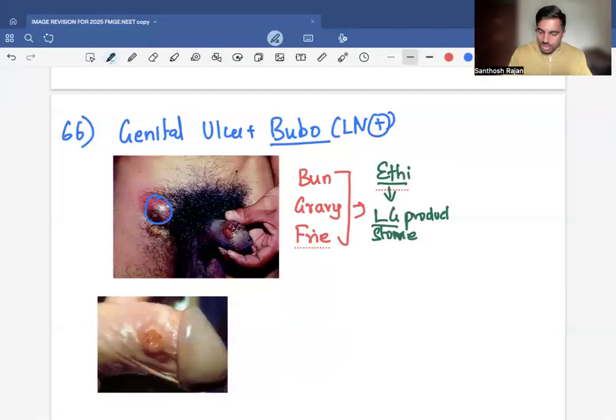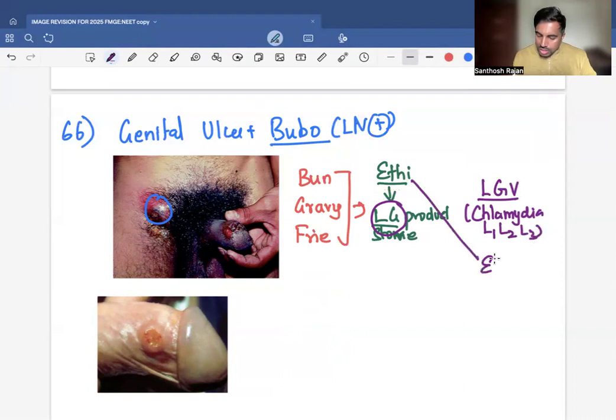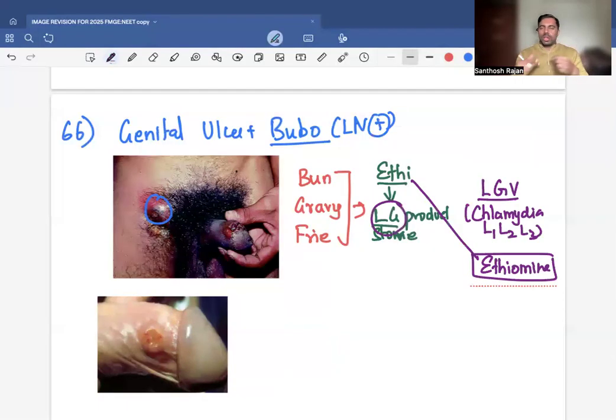So why am I saying all these things? Because first of all, LG, because this is caused by lymphogranuloma venereum. That is Chlamydia trachomatis type L1, L2, L3, the causative agent, number one. Why say Eti? The stitches formed are called ethiomyine. It's a very typical lesion where there will be stitches between the lymph node and the ulcer. There is a lot of stitches.